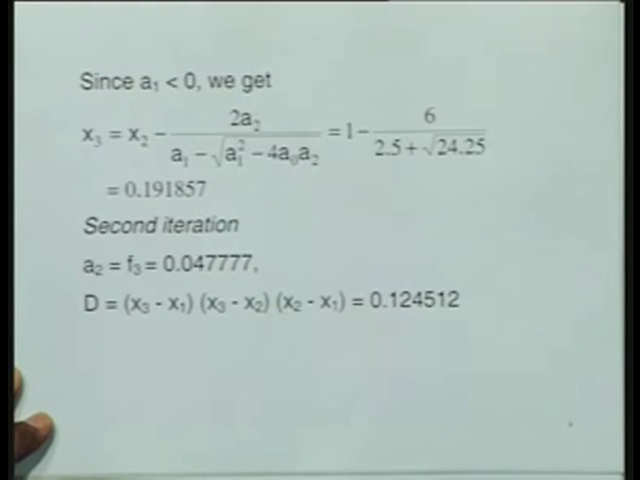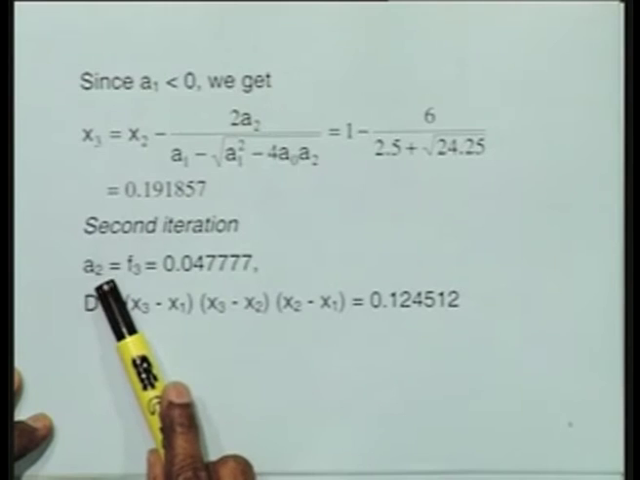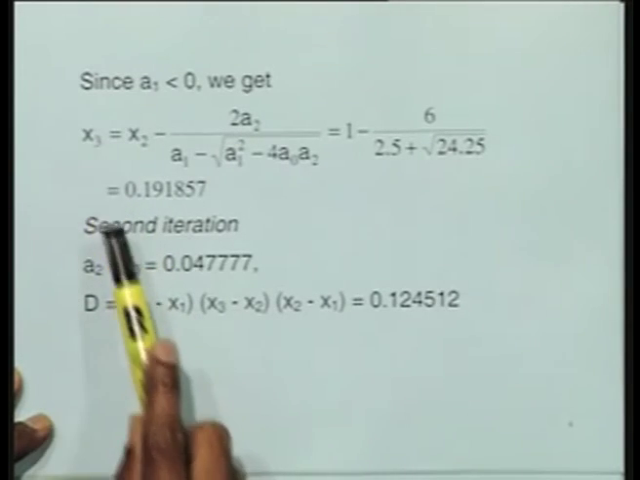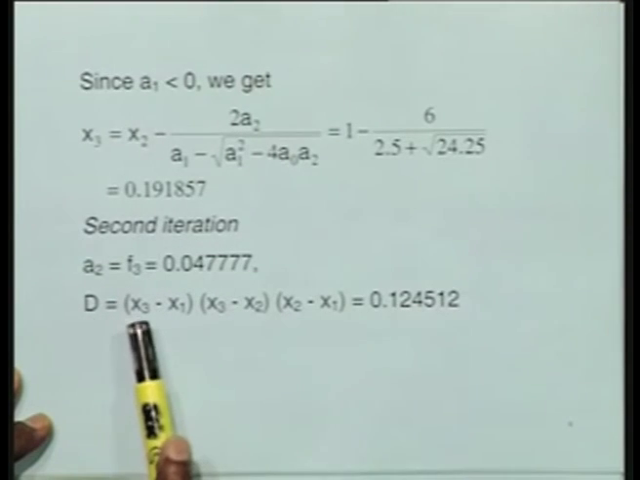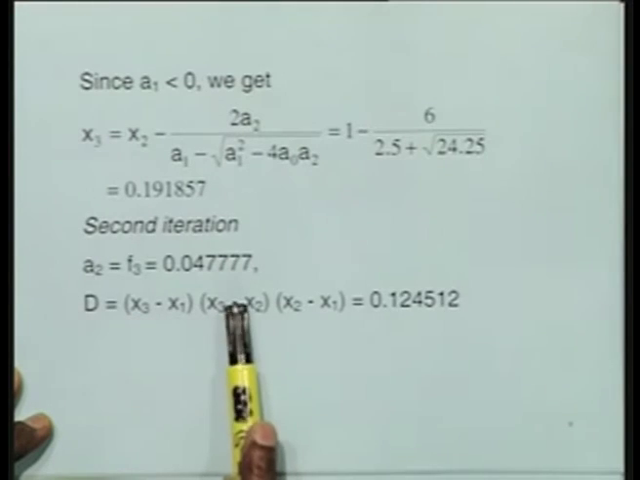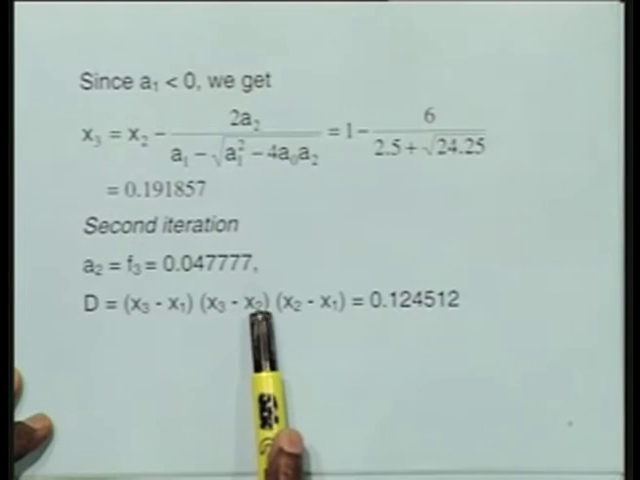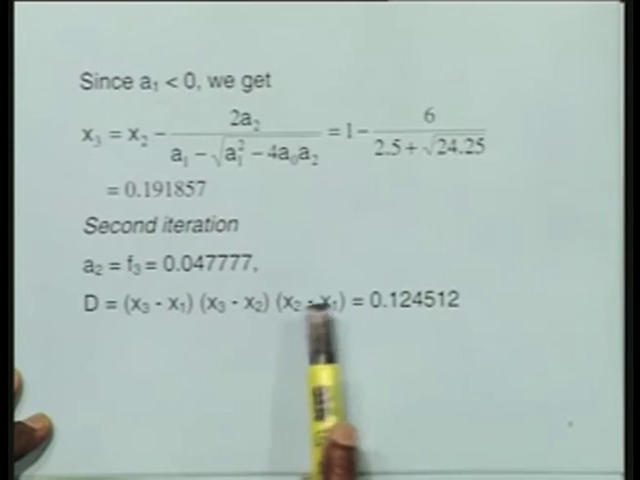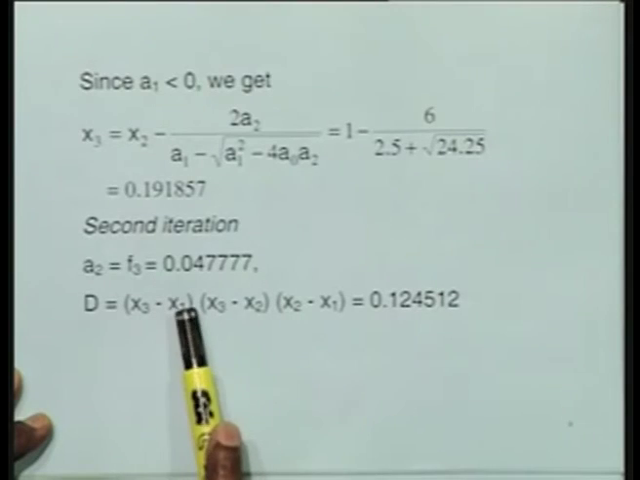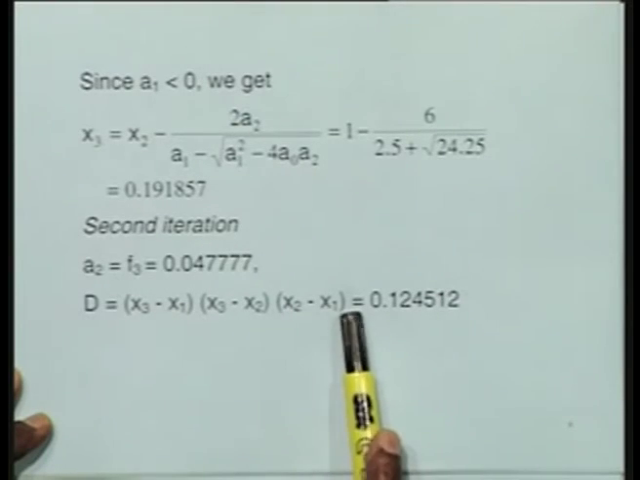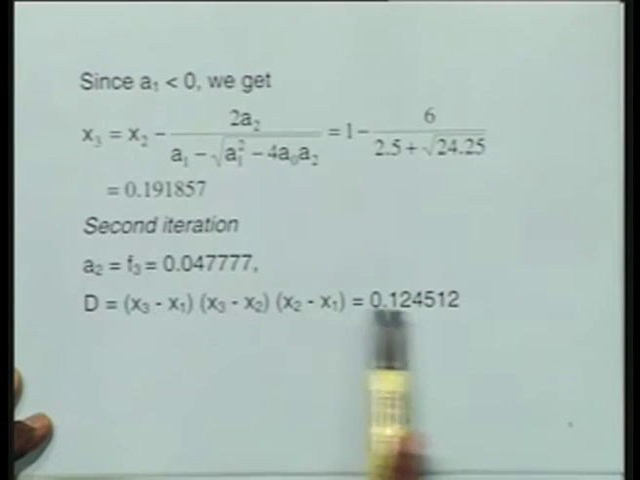Now I repeat the same thing and find out what my a2 is. a2 is now f of x3, the current estimate is x3, so I compute the value of f3. Then d, now look at this, x3 minus x2, x3 minus x1 into x2 minus x1. So now we need 3 approximations, we have now come to x3, so we drop the original one x0, so we have x1, x2, x3. So therefore I take x3 minus x2, x3 minus x1, now I go x2 minus x1. So that will be the denominator, and this product is simply equal to this.